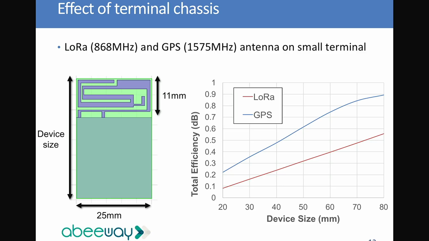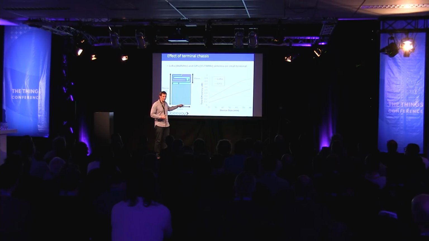To illustrate this, this is a design I did for the Abiway company, an antenna that mixes LoRa and GPS. In this simulation, I change the size of the device, but I keep the size of the antenna constant. I just change the size of the ground plane. You can see that when you change the device size, the total efficiency of your antenna, both in LoRa and in GPS, changes linearly. Of course, if you have a larger ground plane, you have a better efficiency. This shows you that it's really the ground plane that is making the radiation of your antenna.